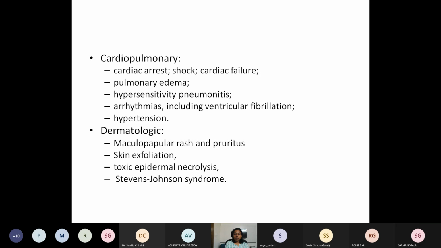The other side effects are, it can cause varied side effects in almost every organ. So I'm just going to brush through most of them. Cardiopulmonary: it can cause cardiac arrest, shock, cardiac failure, pulmonary edema, and arrhythmias including ventricular fibrillation. This is generally seen especially if there is a rapid infusion, and that is the reason why the infusion rate should be slow. It can also cause hypertension in a few patients or a hypersensitivity pneumonitis. Skin changes: it can lead to a maculopapular rash and pruritus, skin exfoliation, toxic epidermal necrolysis, or even Stevens-Johnson syndrome.